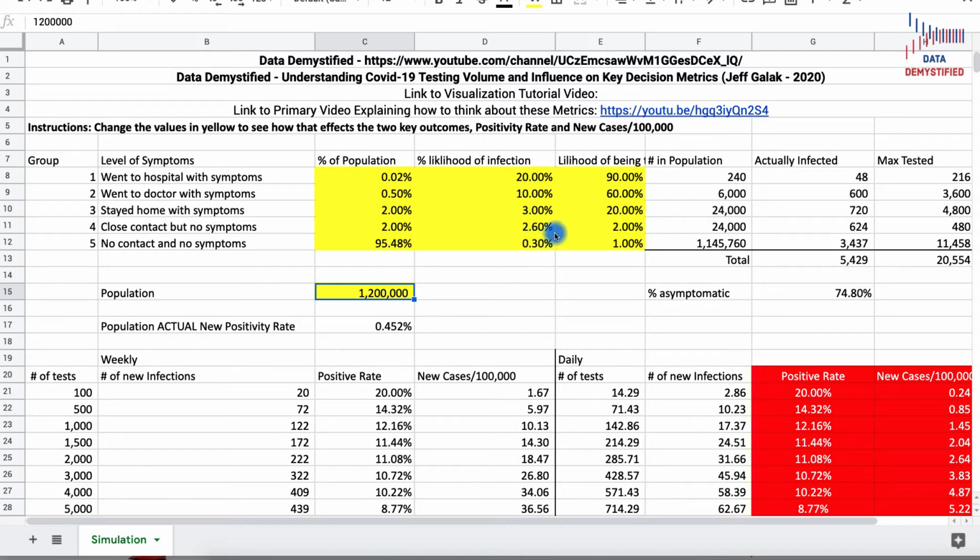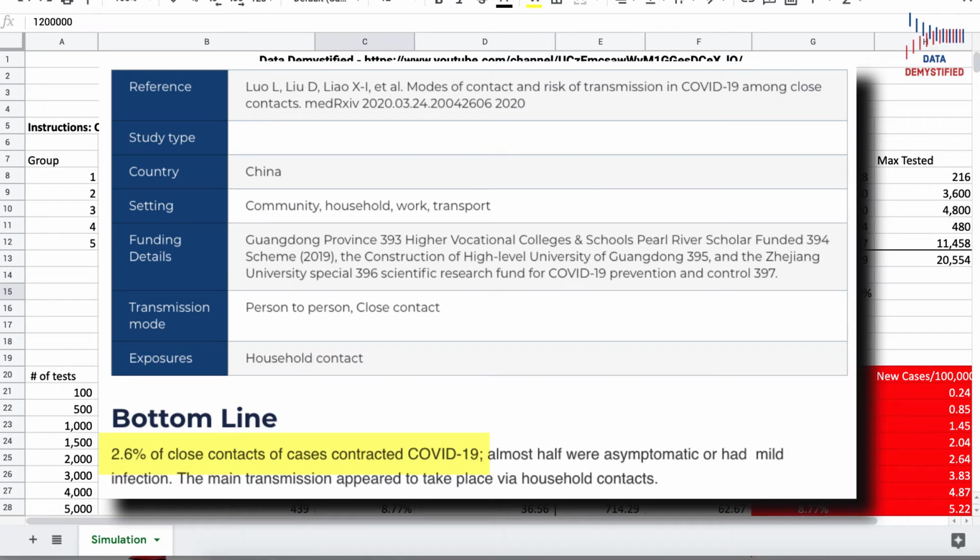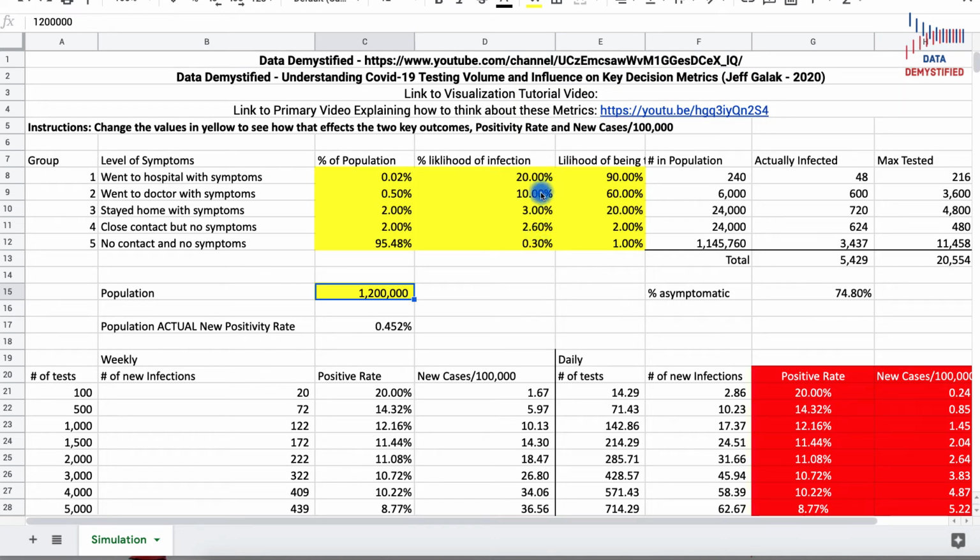The only one of these that I can actually verify with good data is this close contact one. There's pretty good research showing that people who had close contact with somebody who had COVID-19 but are not symptomatic have about a 2.6% chance of actually having COVID-19. The rest of these I extrapolated from there, and again, change these as you see fit.